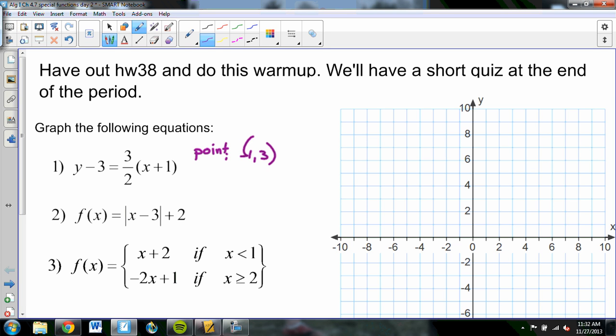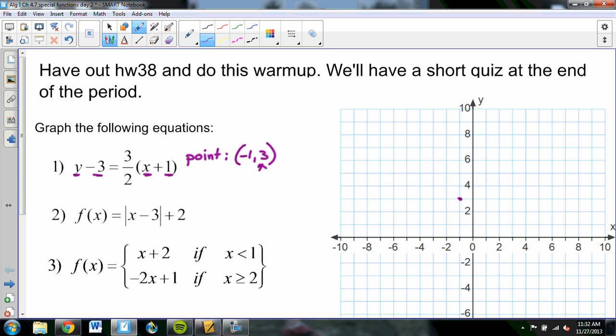It's pretty easy to remember because whatever's next to the x letter goes over here, and whatever's next to the y letter is the y point. So that makes pretty good sense. So I'm going to start with the point -1, 3. From that point, I'm going to do a slope.